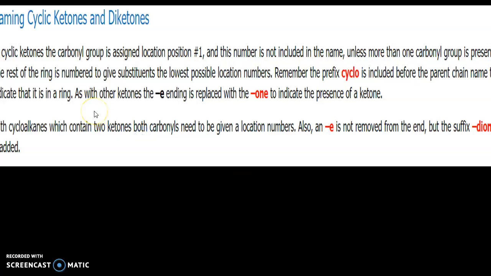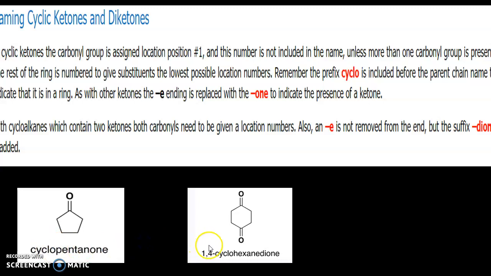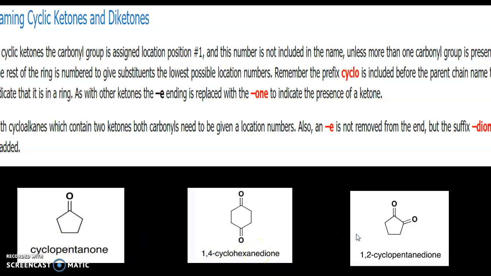Okay. So naming cyclic ketones and dienones. For cyclic ketones, you just have to replace E by ONE: cyclopentanone. This will be 1,4-cyclohexanedione, and this will be 1,2-cyclopentanedione. So just write the word dione after the name of the cyclic parent alkane. So this is the nomenclature of ketones and aldehydes as per the IUPAC system.